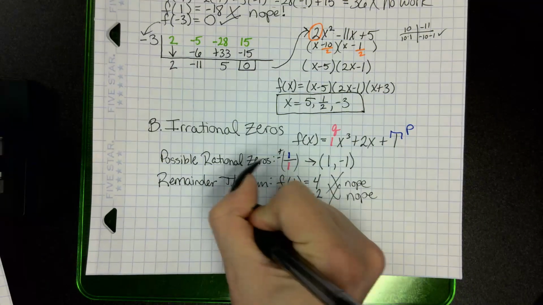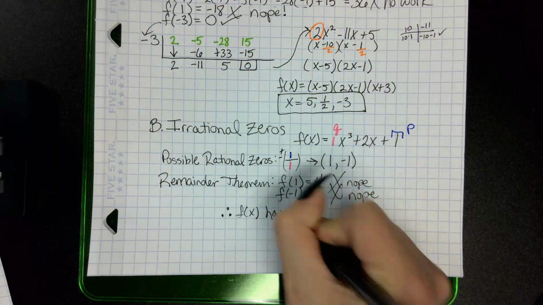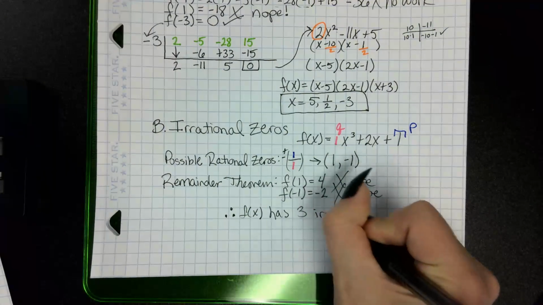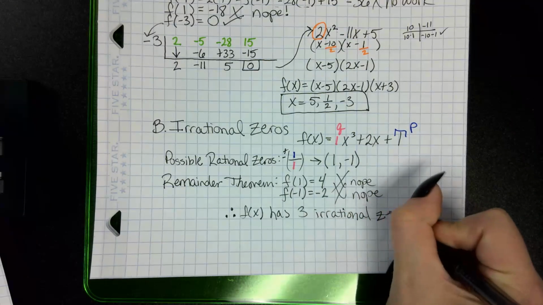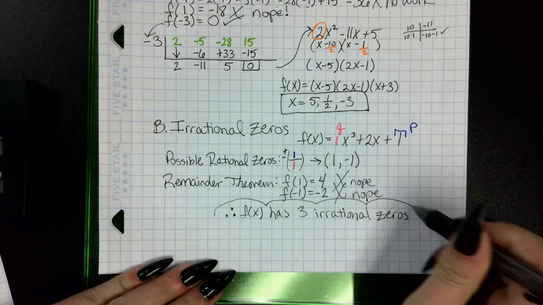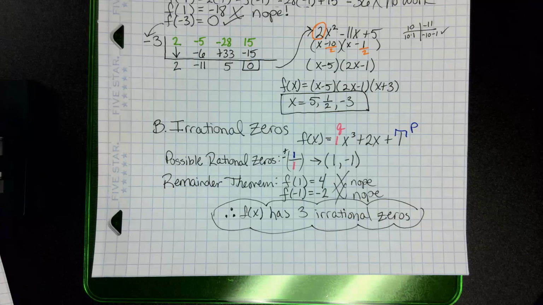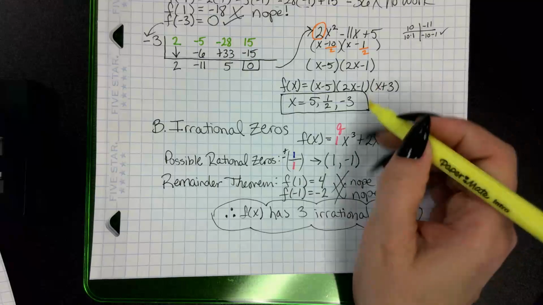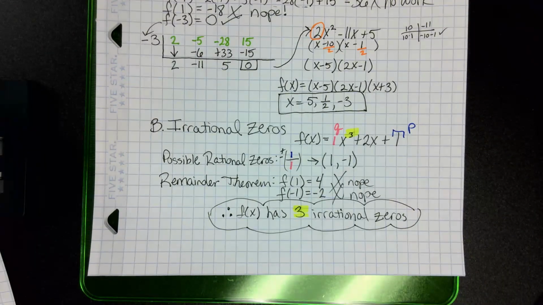Therefore, f of x has 3 irrational zeros. And I'm not asking you to find them, just if they're irrational, tell me how many are irrational. And I know it's 3 because none of them are rational, and this is a degree 3, so that means 3 of them have to be irrational.